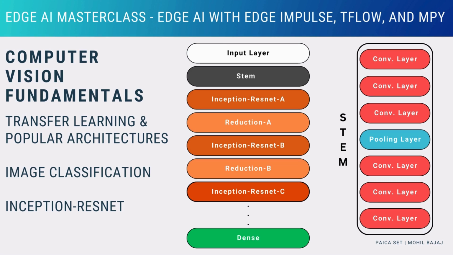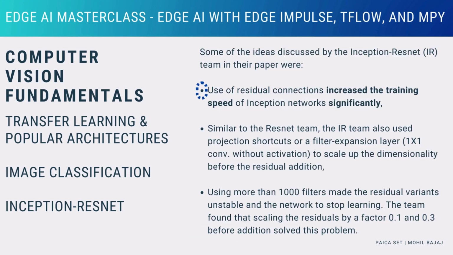At the end, a pooling, a dropout, and a dense layer were added to condense the knowledge and generate a classification. Coming to some core ideas discussed in the paper, one important one was the confirmation by the team that residual networks increase the speed of training significantly for Inception-ResNet networks as compared to similar non-residual Inception networks.